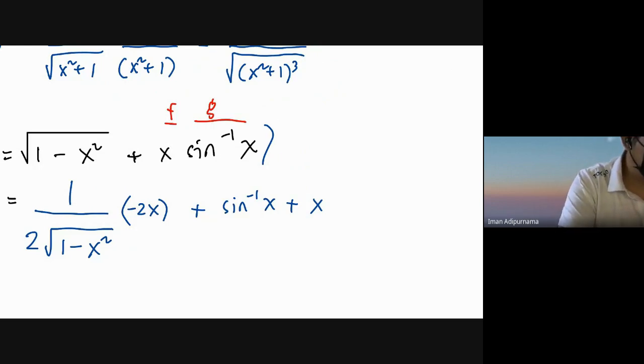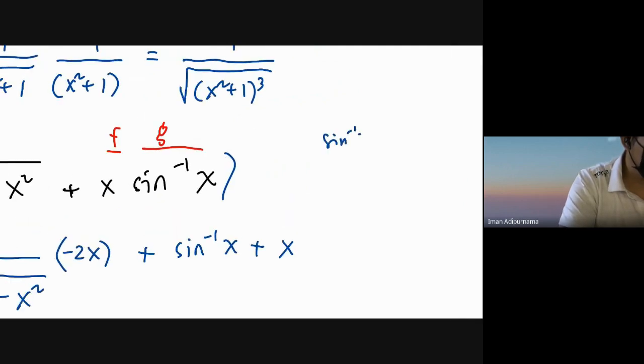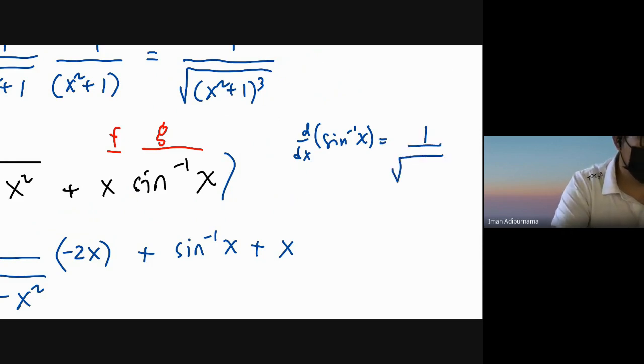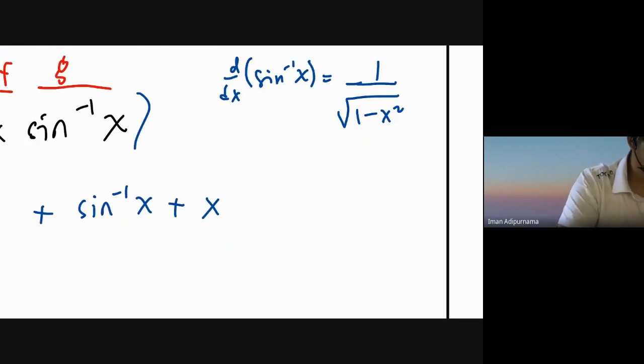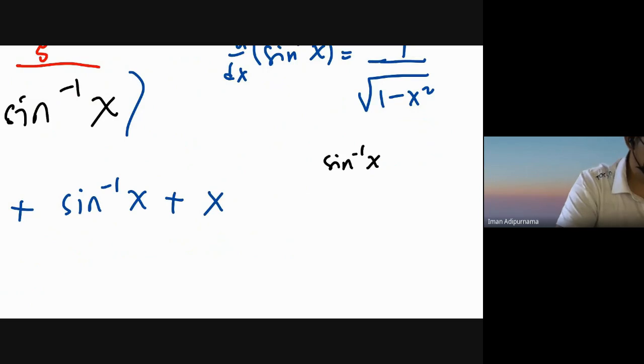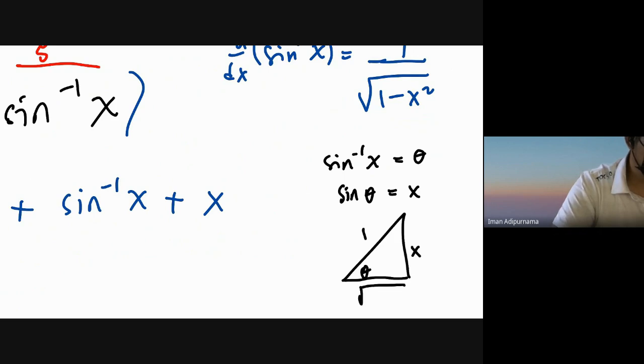The derivative of sine inverse, if you don't remember, is 1 over the square root of 1 minus x squared. And if you don't remember the derivative of sine inverse x, you can always try to derive it by yourself. For example, you can let sine inverse x become theta, imagining that there is an angle that you are looking for, and then sine theta becomes x. So you can also draw a triangle. This is theta, x, 1, and this will be the square root of 1 minus x squared.